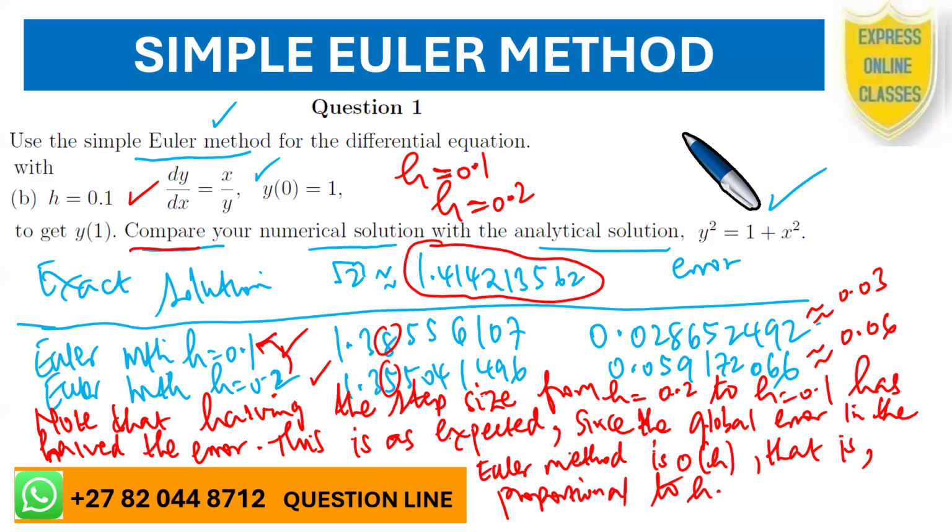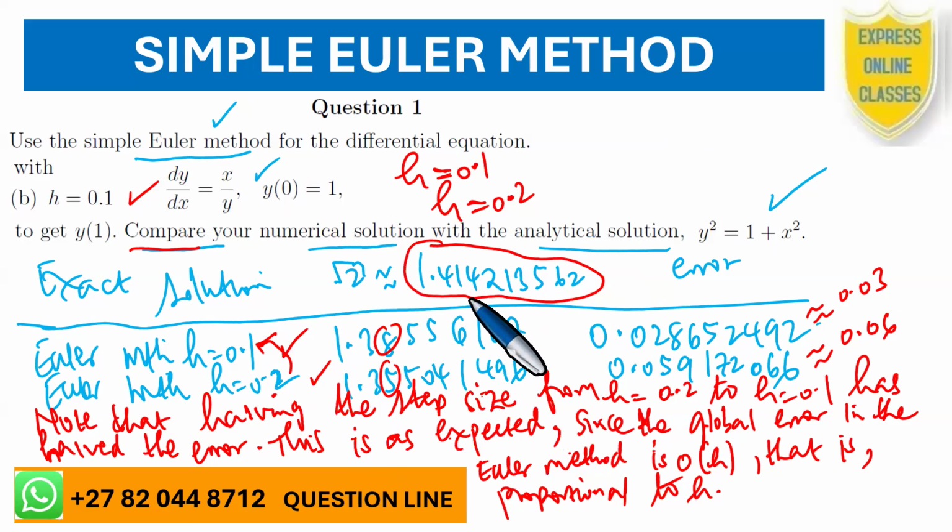It is the cousin of this method, because the modified Euler is the cousin of the Euler method. It is a refinement, an improvement of this, because the Euler method is okay, but the truth is it's not as efficient, it's not as accurate. Obviously, we can see the accurate answer is 1.414. But with this Euler, we're getting 1.38. It's not exact.